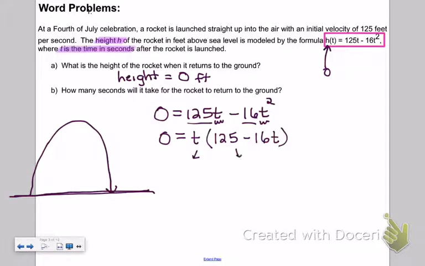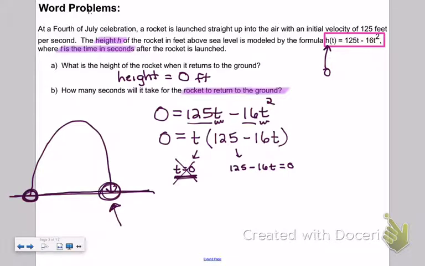So now I set each of those equal to 0. T is equal to 0, and 125 minus 16t is equal to 0. So the first one, this says time is equal to 0. Think about what that means. That's when we launch it. The question is asking us when it returns to the ground, so we want the other solution. We want the time at the ground level when it lands. So I'm going to put an x over this solution because that doesn't answer the question.